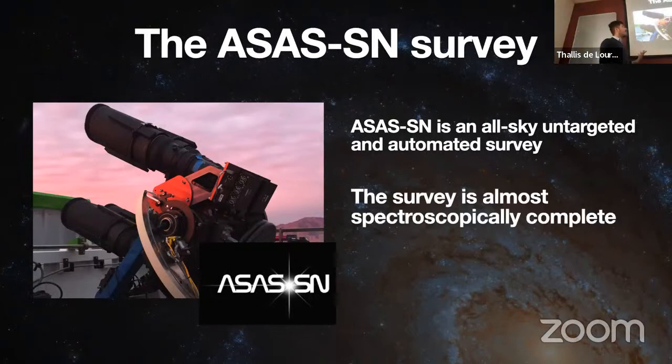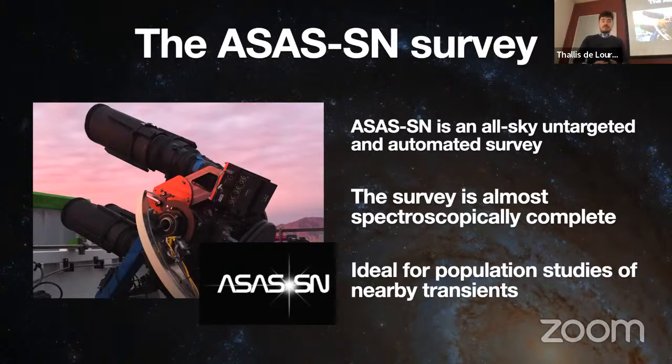The survey is almost spectroscopically complete, in the sense that almost all supernovae discovered can have a spectrum associated. This is allowed in part because the telescopes are quite small, so the events are always bright, and people can easily obtain a spectrum of that supernova. But that's important because when we have this untargeted approach and a classification of these supernovae, we can do a more unbiased population study of these discovered supernovae.